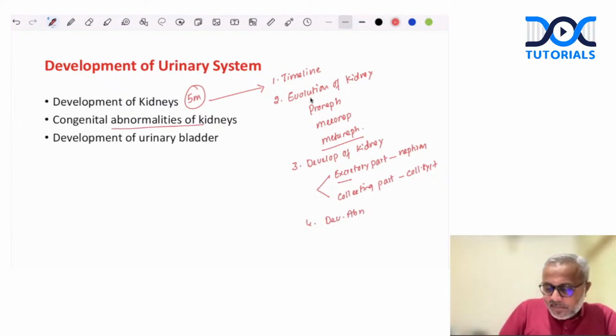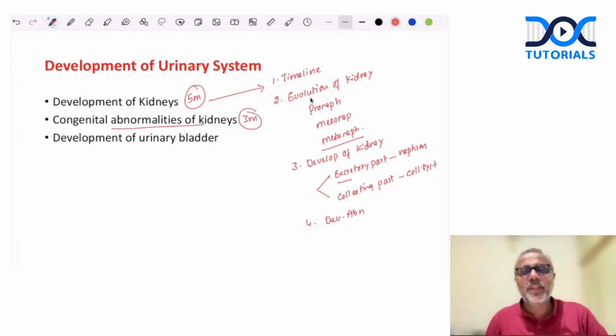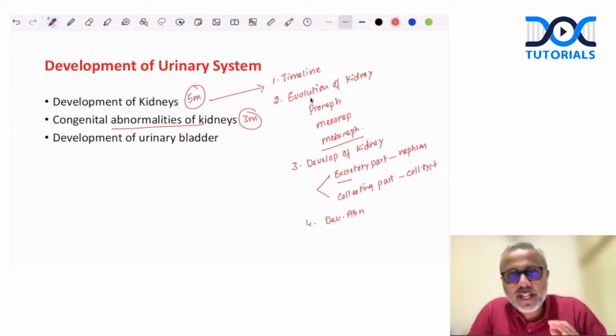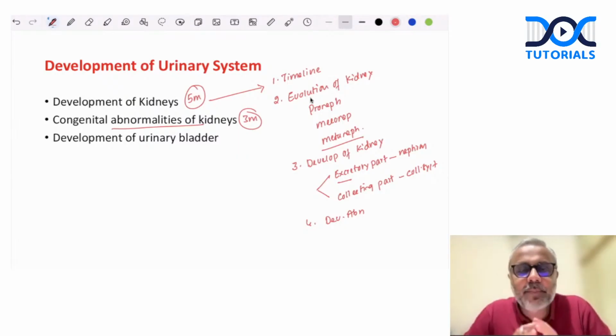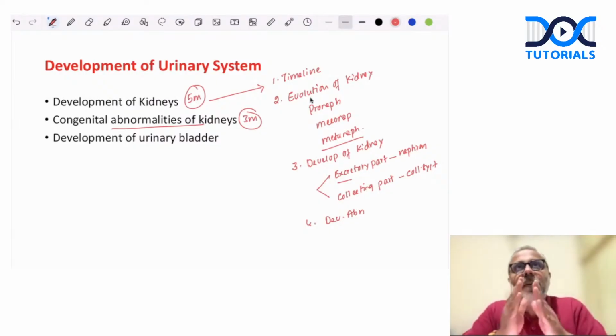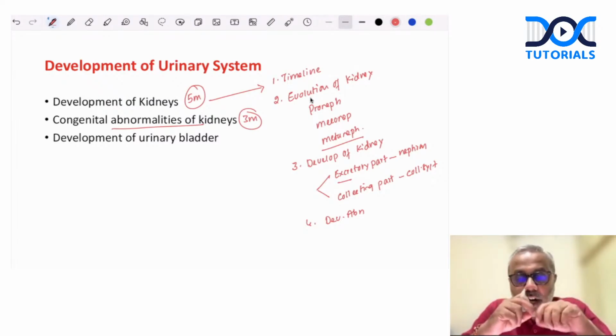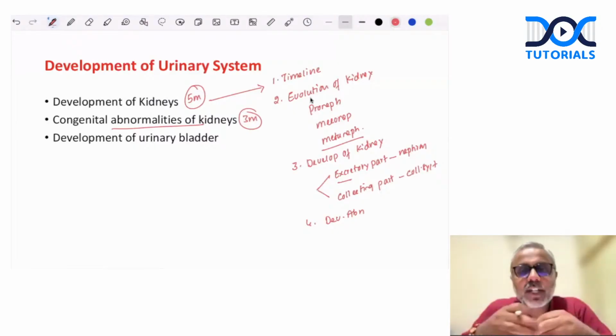This itself is an important three-marker question. But once we describe or explain the development of the kidneys, we must be in a position to explain a few of the congenital abnormalities. For example, adult polycystic kidney disease, right? One important congenital abnormality, the horseshoe-shaped kidney where the lower poles get united, pancake kidney where both upper pole and lower pole get united, agenesis of the kidney, right? All this can be mentioned.